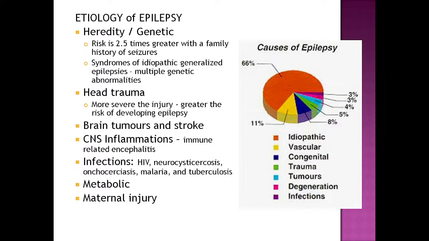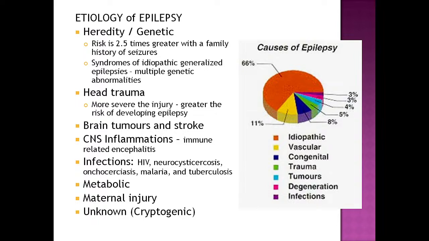Then systemic infections as well as infections having CNS manifestations. Problems like HIV, neurocysticercosis, very well known to be associated, onchocerciasis, malaria, tuberculosis, they can all lead to development of epilepsy. Then metabolic causes along with electrolyte disturbances which are persistent due to some disorders of metabolism, maternal injuries during childbirth, trauma during childbirth, right, hypoxia during childbirth, this could also lead to future development of epilepsy.